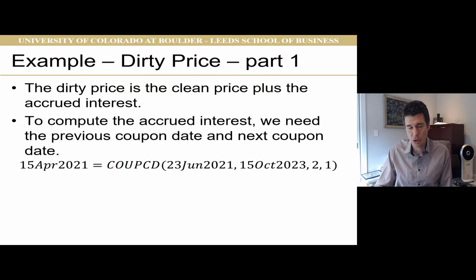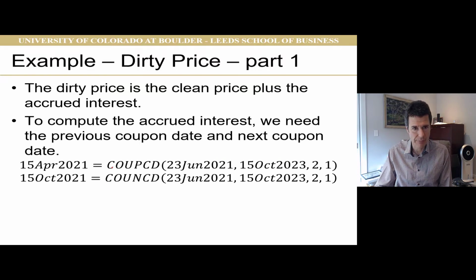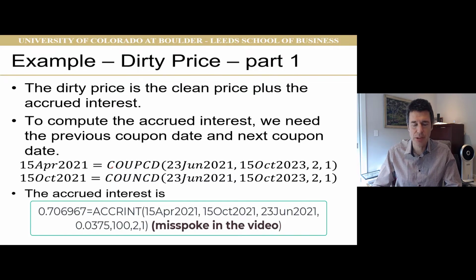So we find the previous coupon date, 15th of April 2021, using COUPPCD. Find the next coupon date, 15th of October 2021, using COUPNCD. The accrued interest using ACCRINT is 0.706967. So previous coupon date, next coupon date, settlement date, maturity date, 2 for frequency, twice a year, 1 for US Treasuries.